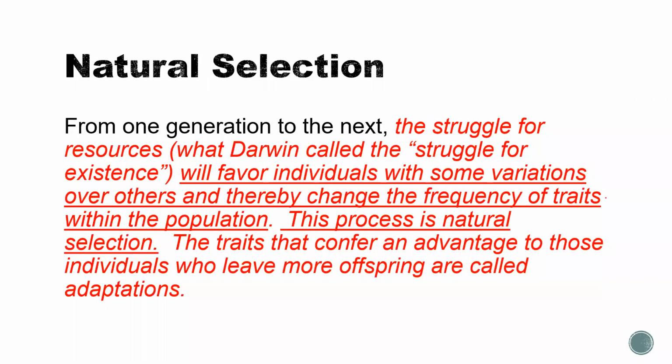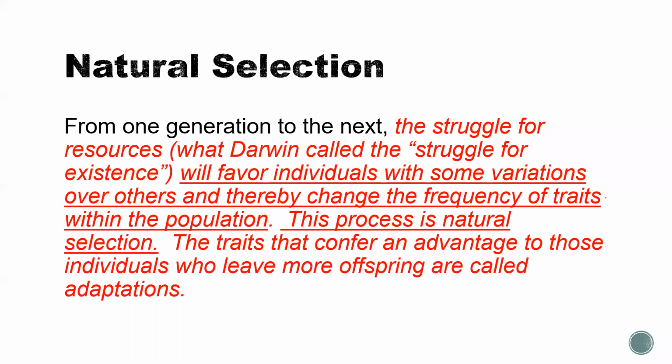All right. So to sum it up, from one generation to the next, the struggle for resources, what Darwin called the struggle for existence, will favor individuals with some variations over others and thereby change the frequency of traits within the population. This process is called natural selection. The traits that confer an advantage to those individuals who leave more offspring are called adaptations.